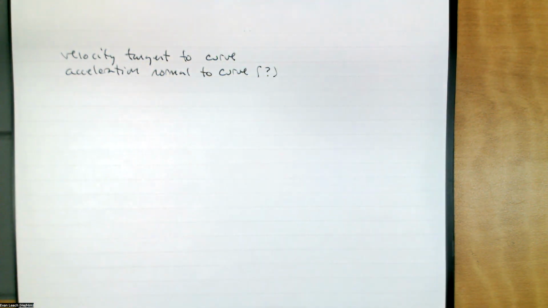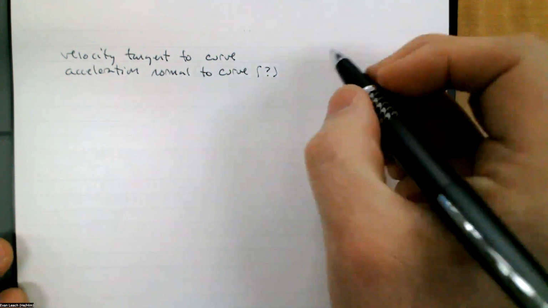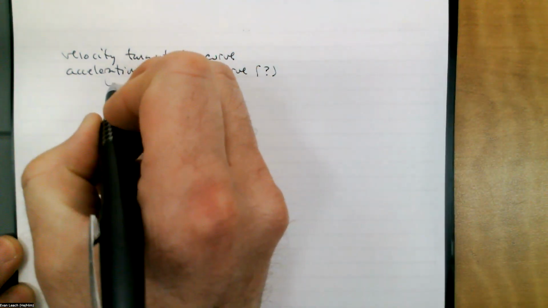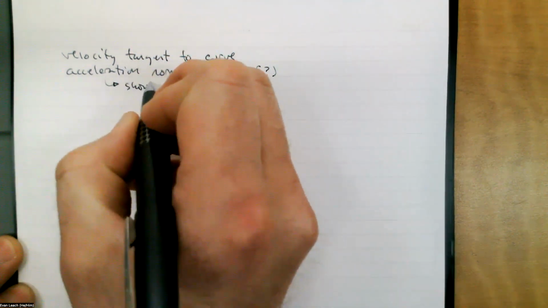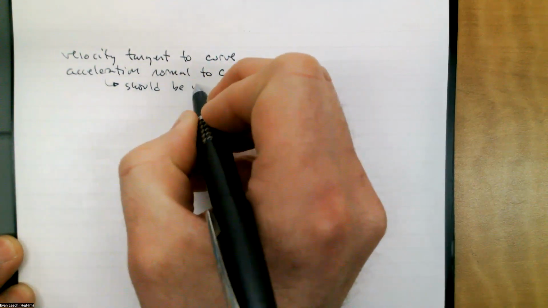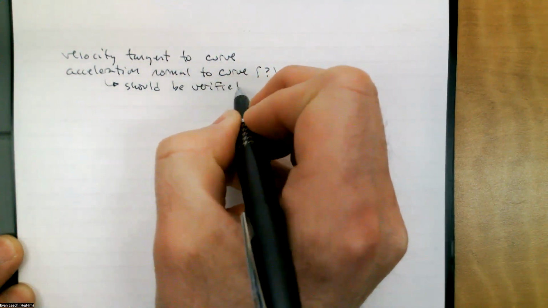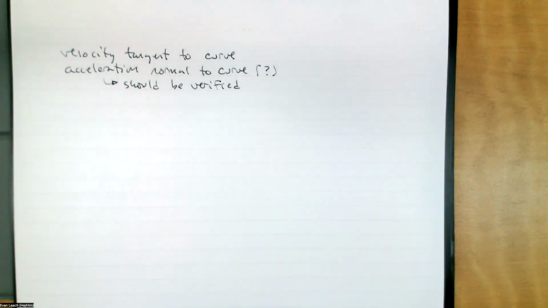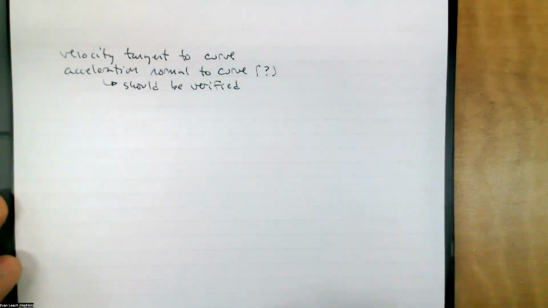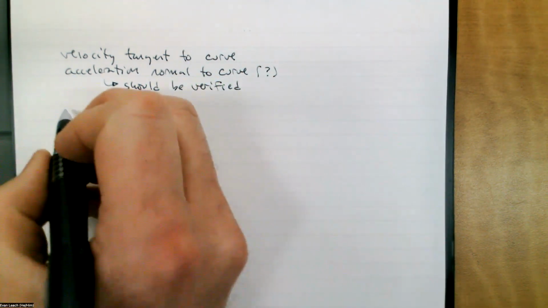So we want to think velocity is tangent to the curve, and I claimed that we saw in that previous example that acceleration is normal to the curve. So we should maybe verify this. We're going to combine that with parameterizing a function.